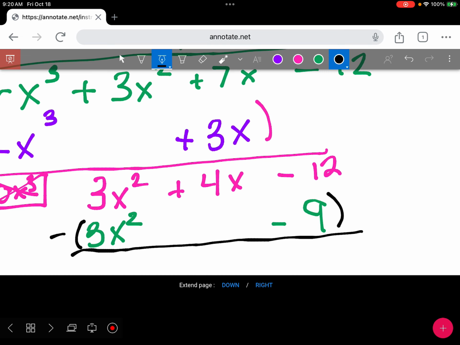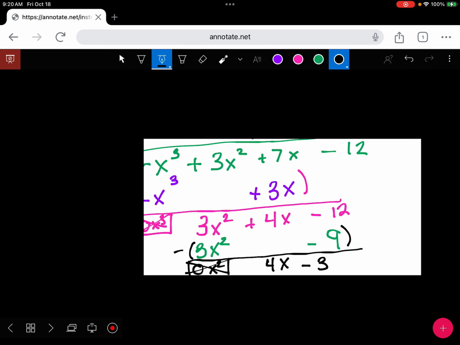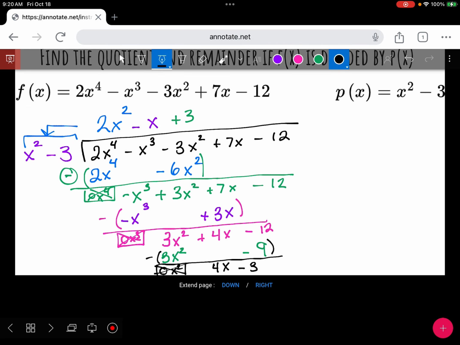Subtracting the whole line. Make sure we're paying attention to that because that messes with our signs. Our 3x squared minus 3x squared gives me 0x squared. So that term cancels out. That's the point. We have 4x. What do we get? Minus 3. Negative 12 minus negative 9, negative 12 plus 9. 4x minus 3 is our remainder.